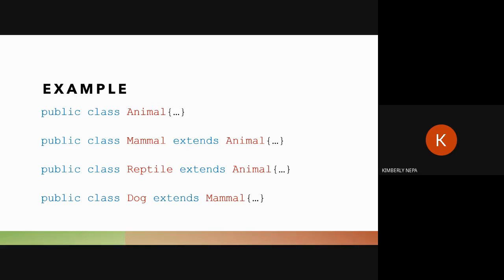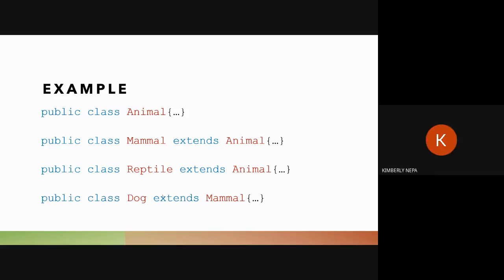Adrian, please turn on your mic. Hello, ma'am. Who are the child classes of the animal? Child classes of the animal is, ano, ma'am? Reptile and mammal. Very good.